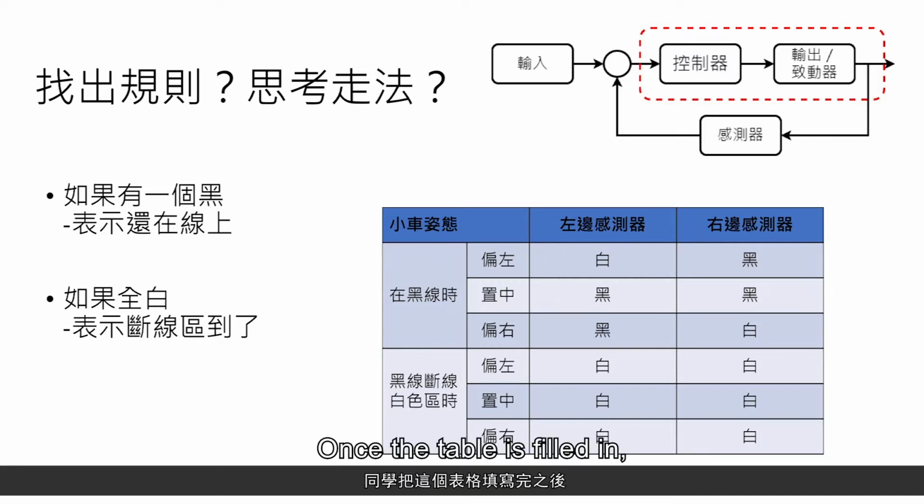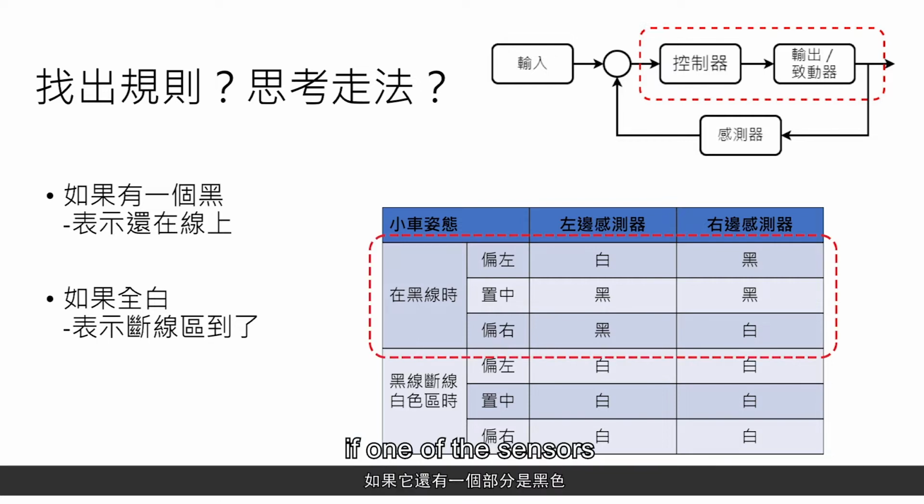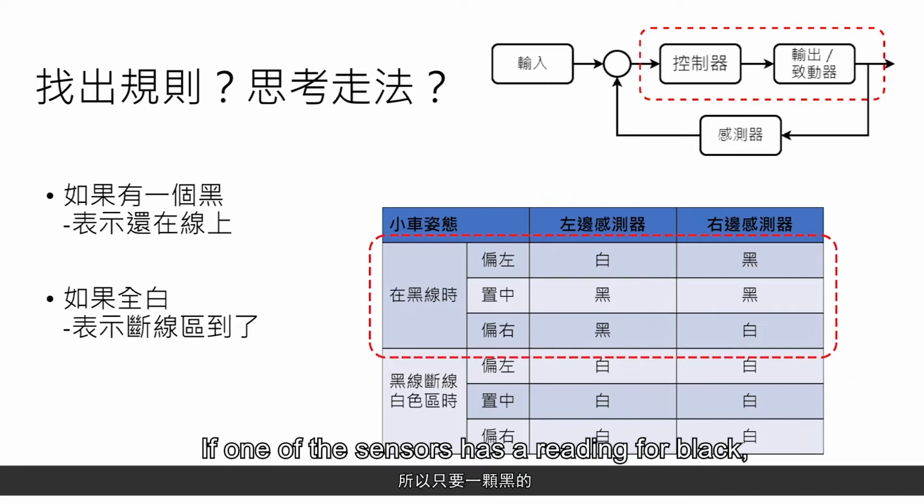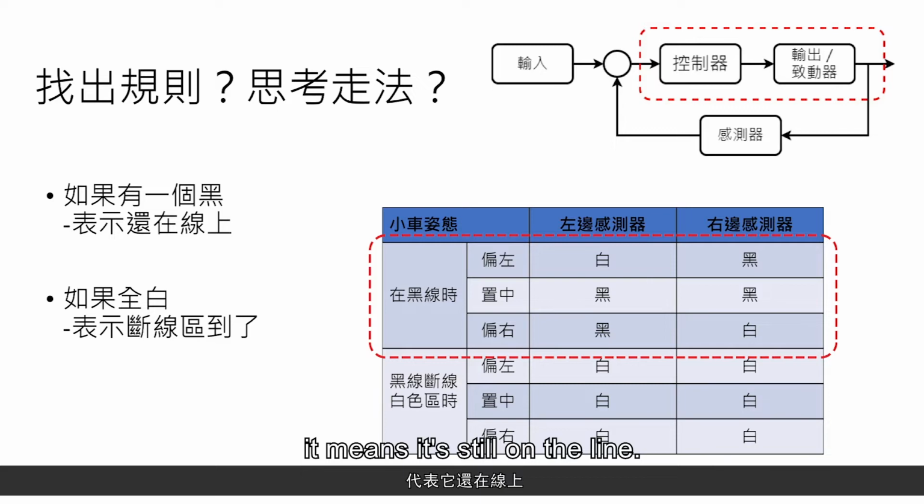Once the table is filled in, we'll figure out what its pattern is. Let's take a look at this first. We found out that if one of the sensors is still at the black area, it means that the vehicle is still on the black line. The sensor hasn't reached the segment that's broken off. If one of the sensors has a rating for black, it means it's still on the line.